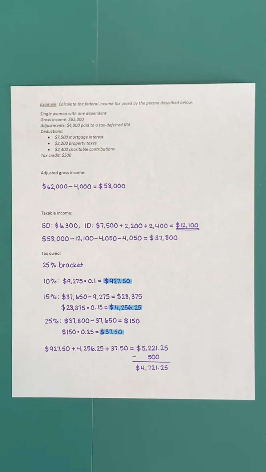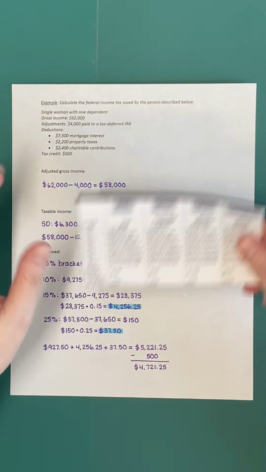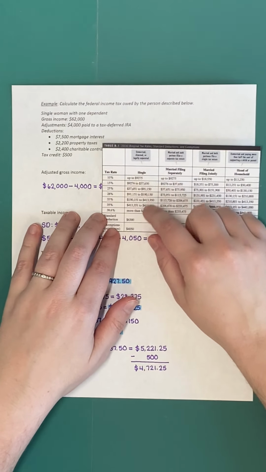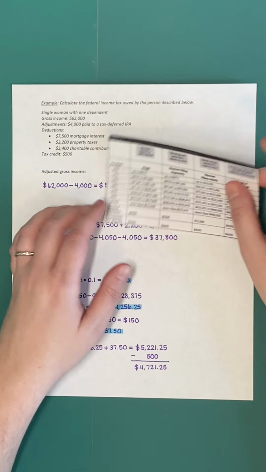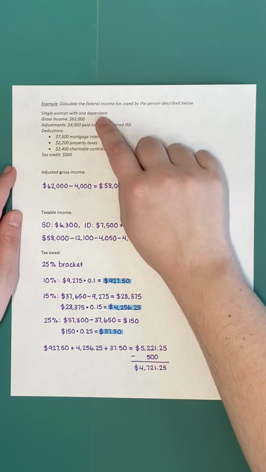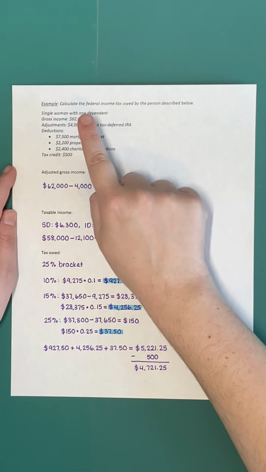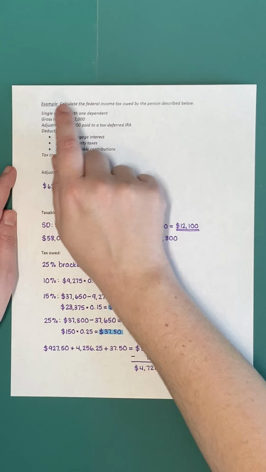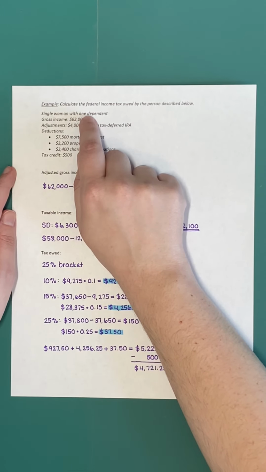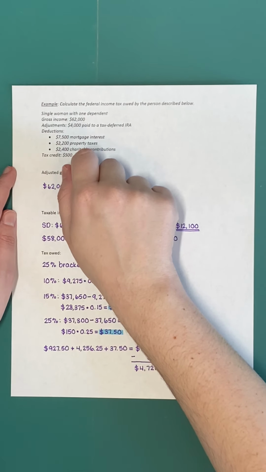Okay. So what do we know at this point? Well, we know her filing status. It says this person is single. So what that tells us is that we're going to use the single column in our tax table. Okay. This person has one dependent. Now what that tells us about is the exemptions. We have the personal exemption, and we have an additional exemption for this dependent. So we'll have a total of 2 exemptions for this particular taxpayer.